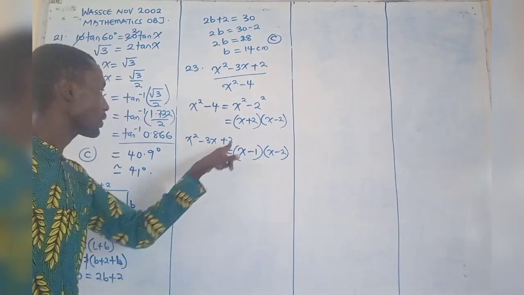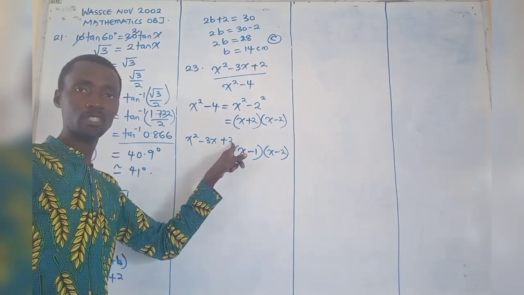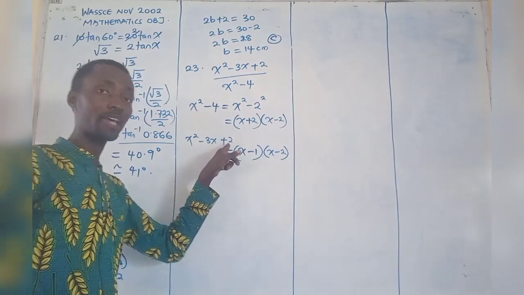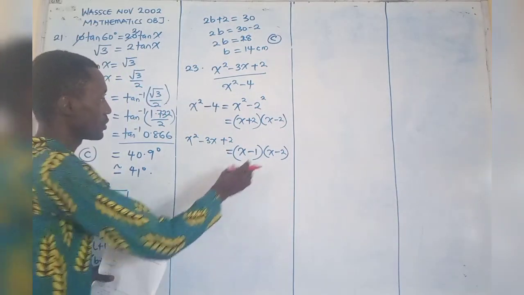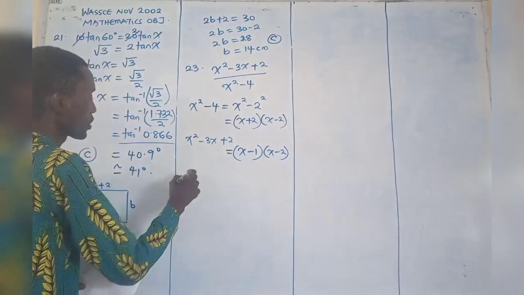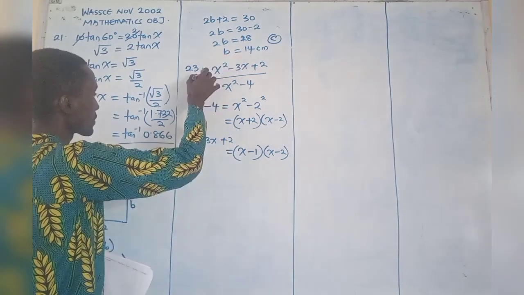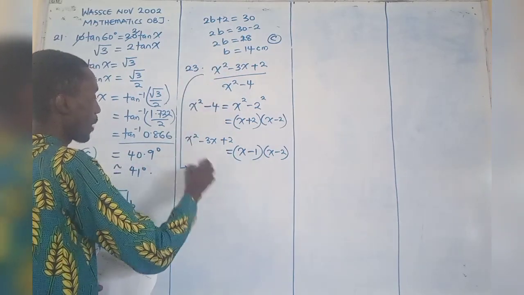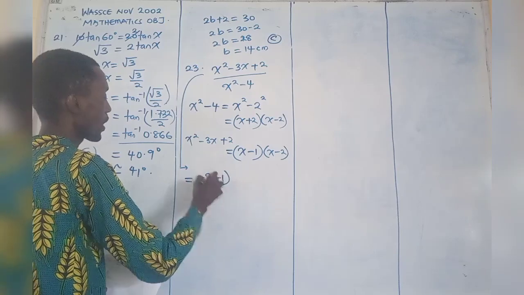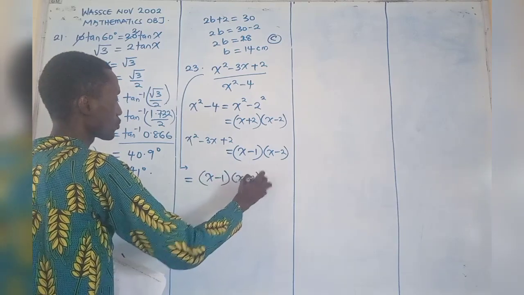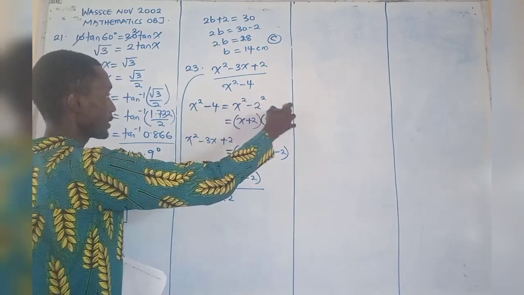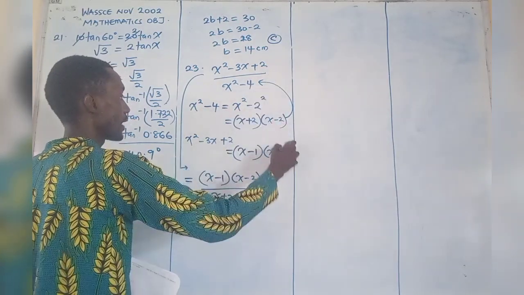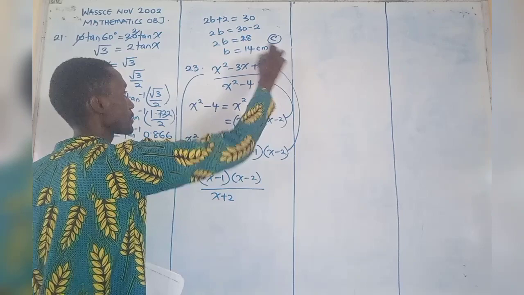How? Look at these two. Think of two numbers such that when you multiply them, you get 2, and when you add them, you get negative 3. So these are the factors I'm going to work with. So I will then rewrite this. I'm going to have x minus 1 into x minus 2 divided by x plus 2. That's for this part. Now remember, this is for this part, and this one is for this part.